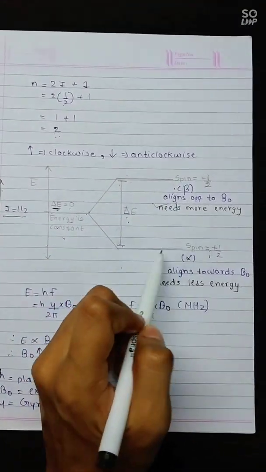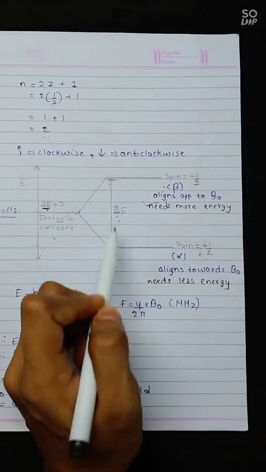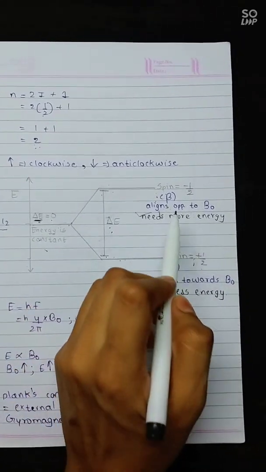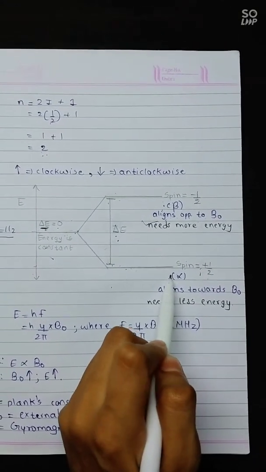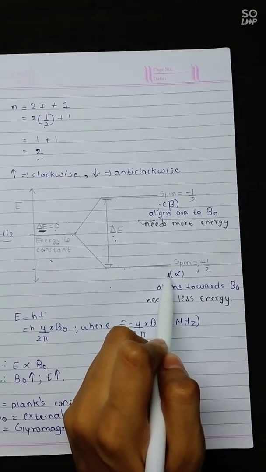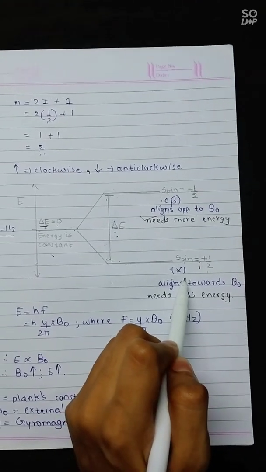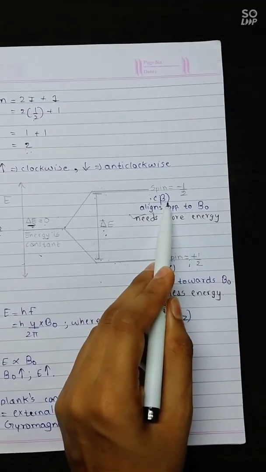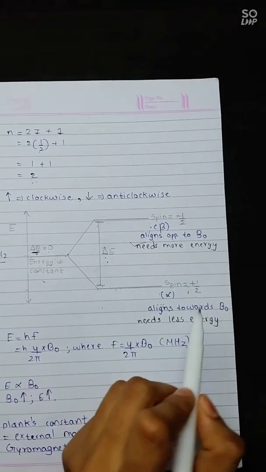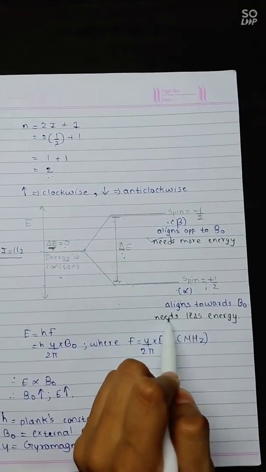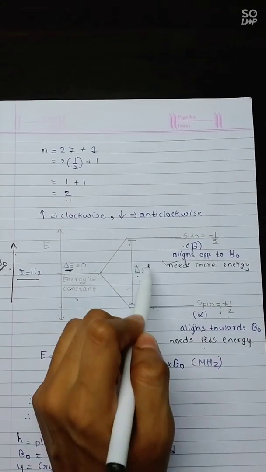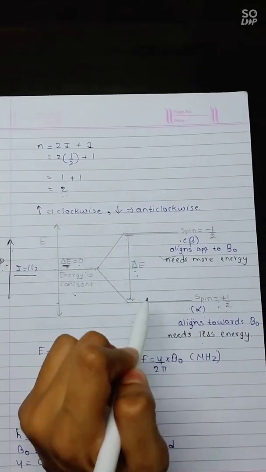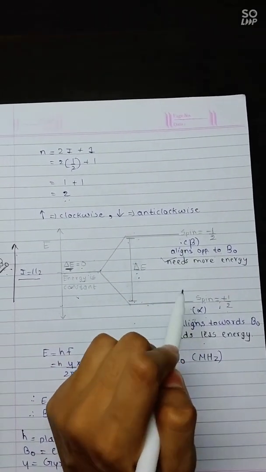Now, here there is some energy difference between these two levels, right? This state is the beta state, this state is the alpha state. According to the Boltzmann distribution, this alpha state is slightly in excess as compared to the beta state because it is more stable and requires less energy. That's the reason. Now, this is the change in the energy level between these two alpha and beta states, right?